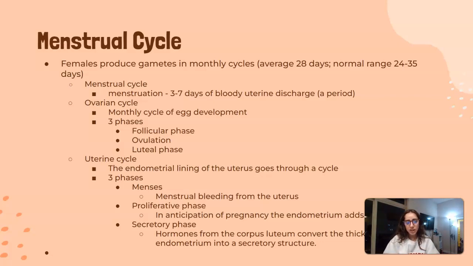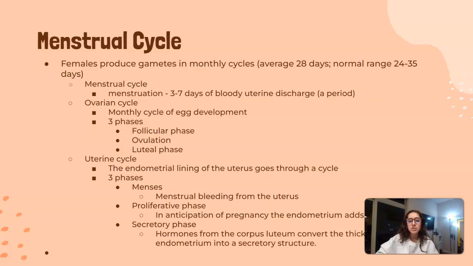And then the menstrual cycle. Females produce gametes in a monthly cycle, averaging 28 days. The normal range is between 24 to 35 days. The menstrual cycle is basically menstruation, which lasts between 3 to 7 days of a bloody uterine discharge, also called a period. The ovarian cycle is a monthly cycle of egg development.